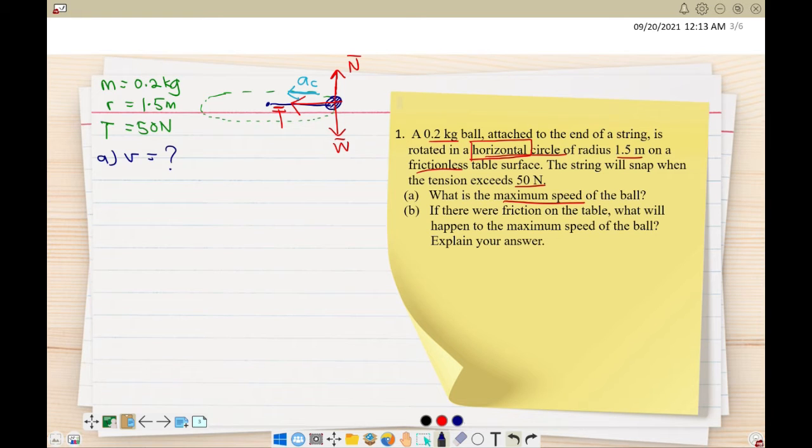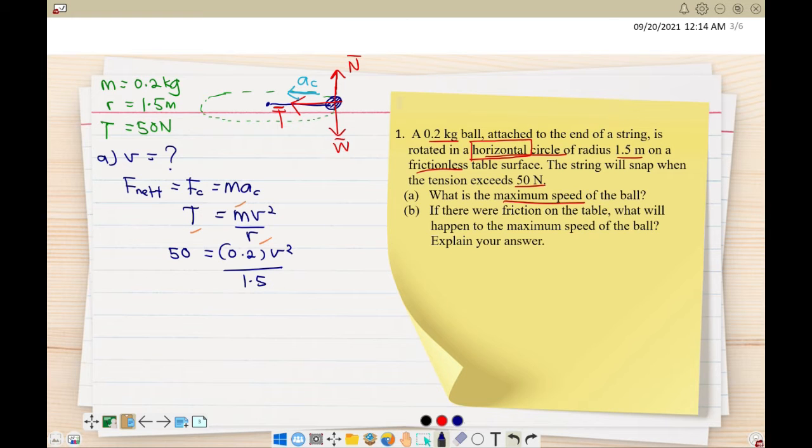Okay, now proceed. Alright, so we can see that your F net, which is your FC, equals to MAC. So FC is the tension, and you can change AC into V square over R because you want to find the velocity, right? Okay, so we check all the parameters. We have the tension, we have the mass, we have the R. So you can substitute all the values. Okay, so tension is 50, and mass is 0.2, times V square over R. Sorry, over R is 1.5.